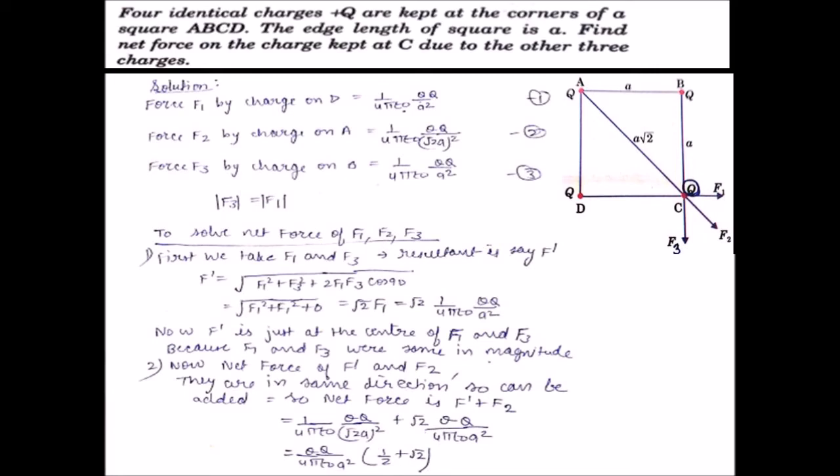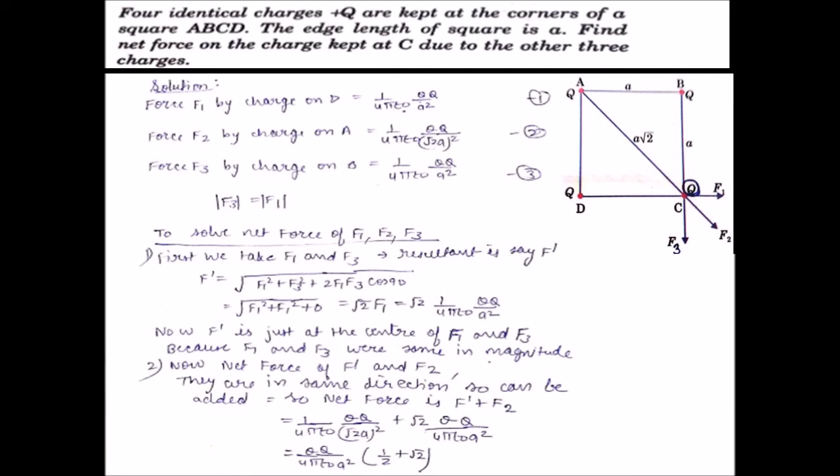Now the direction of F dash: since F1 and F3 are equal in magnitude, whenever two forces are equal in magnitude, their resultant is always in the middle of them. So F dash is just in between F1 and F3, at 45 degrees with either of them. Now that we have the resultant F dash of F1 and F3, we will forget about F1 and F3 and only remember F dash.